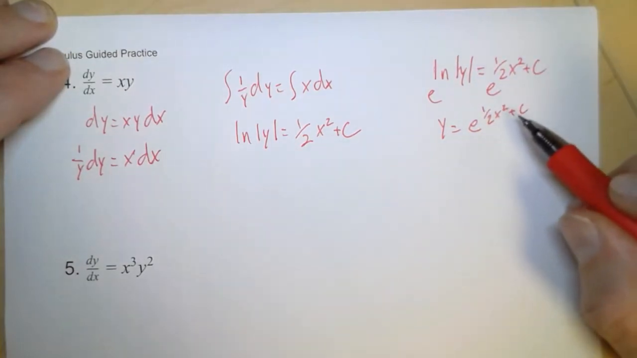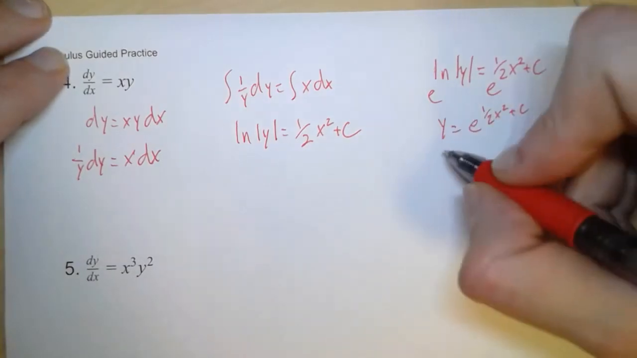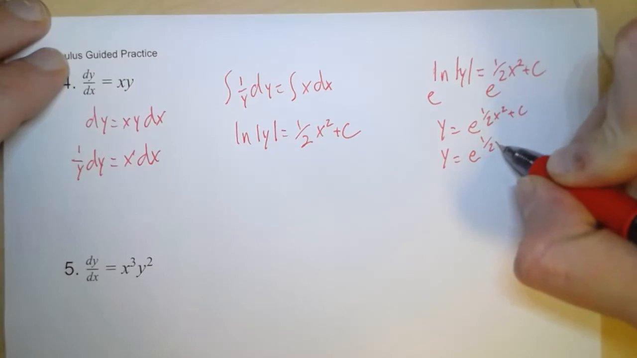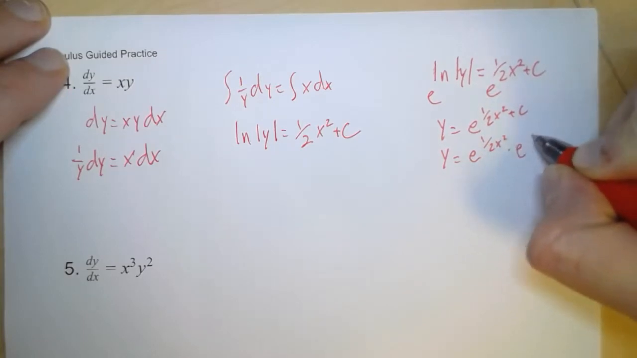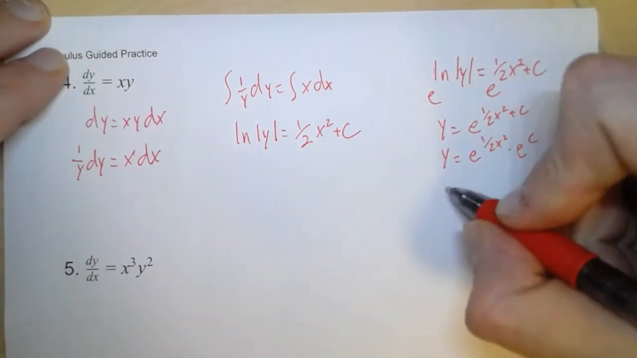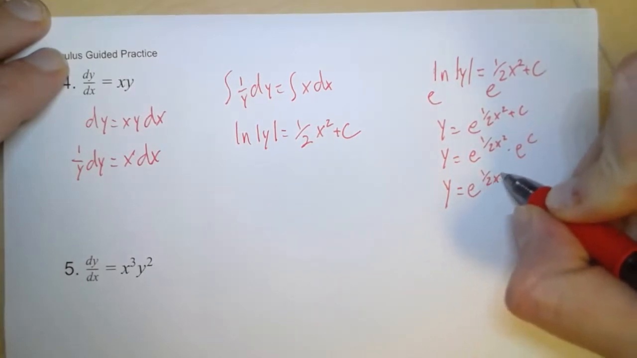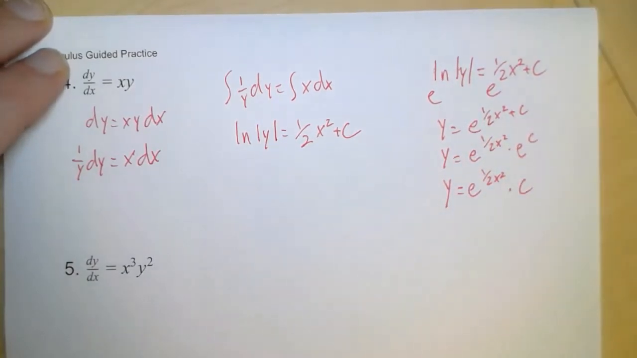And similarly, as with number 2, we can do the same thing here. We can break up this exponent, e to the 1/2 x squared times e to the c. And since this is an unknown constant, we have e to the 1/2 x squared times c.